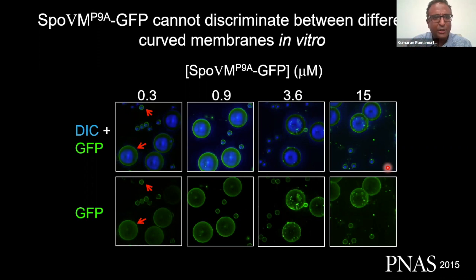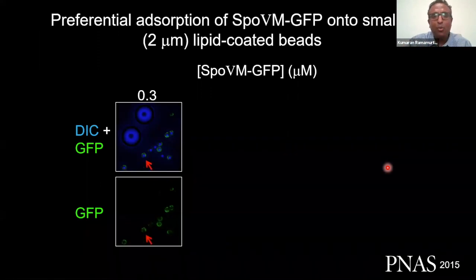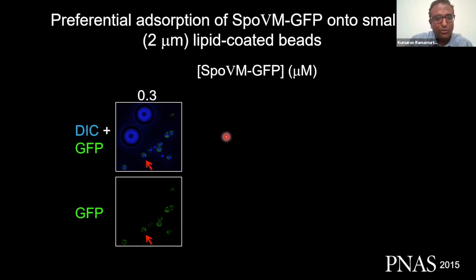Okay, so now comes the killer experiment. He did the same thing with regular SpoVM fused to GFP. Now, when he incubated that with the differently curved membranes, he saw something completely different. So what the arrows are pointing to here is the absorption of the protein seen by microscopy to the smaller beads that are in the mix. And what you'll notice is that right over there on the bottom, you can't see anything, but there's a bead that's hiding there that's a large bead. What you'll notice is that there's hardly any of this protein that's absorbed onto that bead.